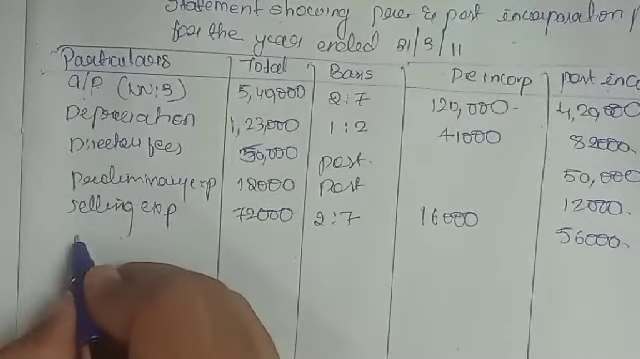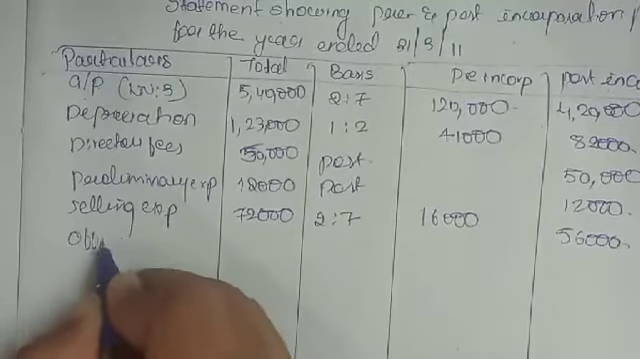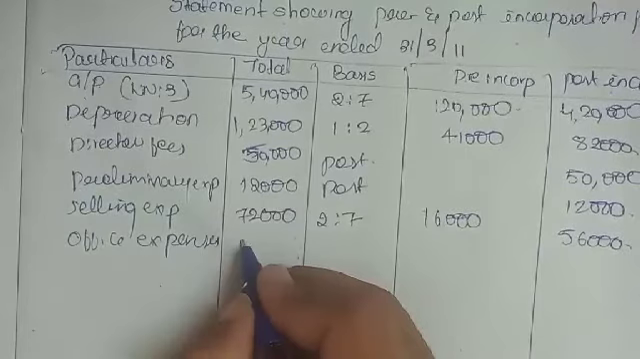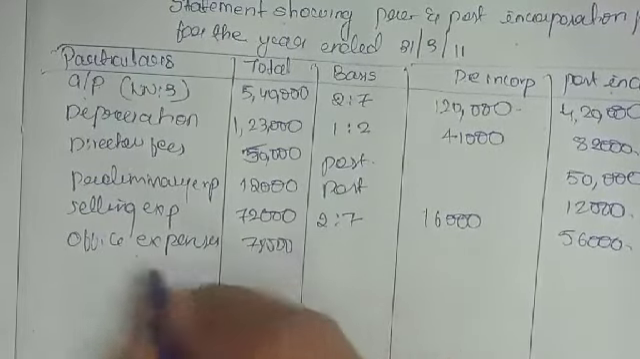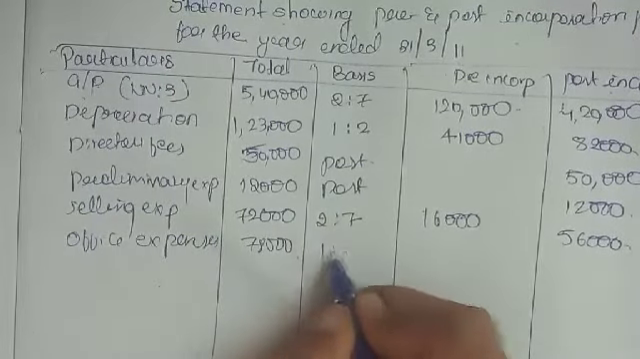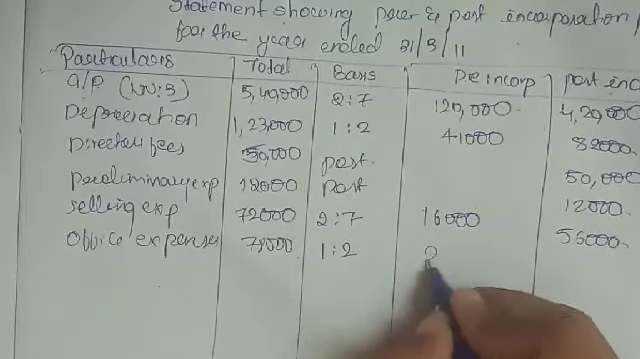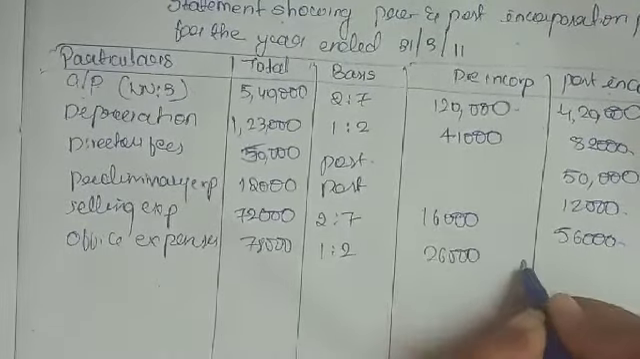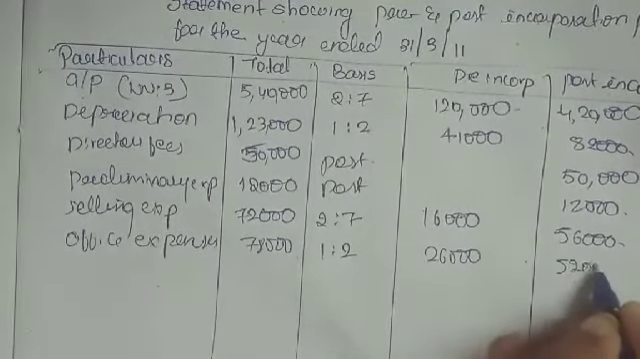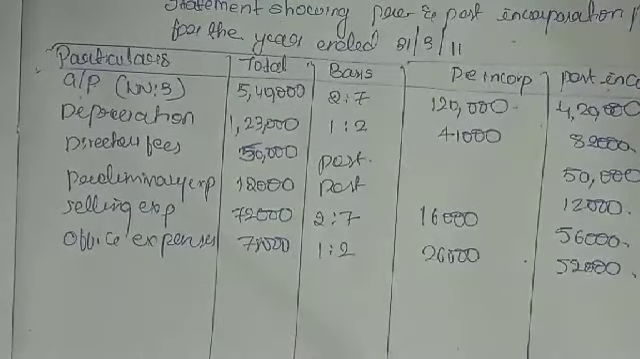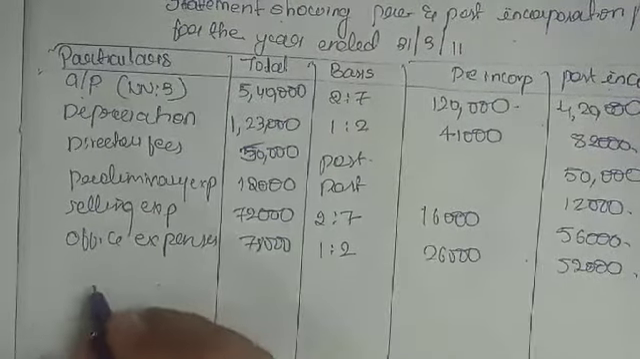After selling expenses, you have office expenses. Office expenses is 78,000. Office expenses will always be on the time ratio. Then 26,000 and 52,000. Next, what do we have? We have interest to vendors.